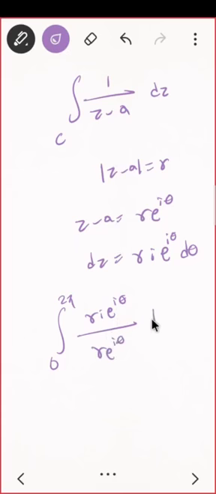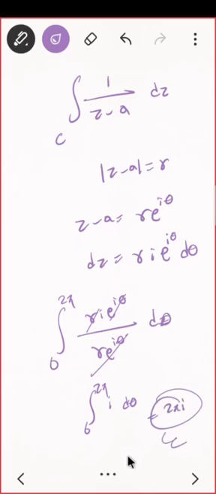If you remember, at the start I taught you this first. r e raised to i theta is cancelled. It is 0 to 2 pi and i d theta actually. So it is 2 pi i. From here also you are getting the same. Correct?